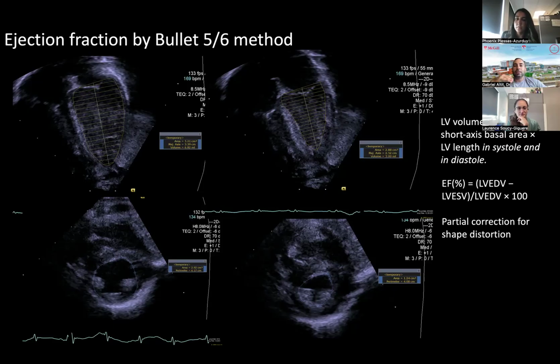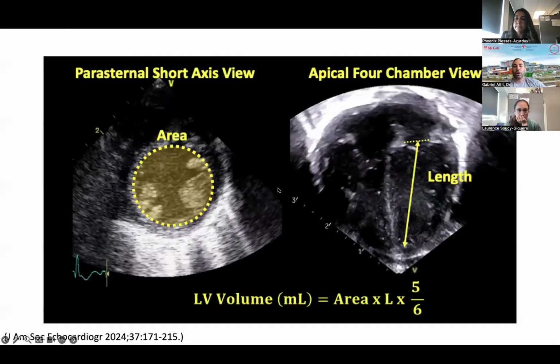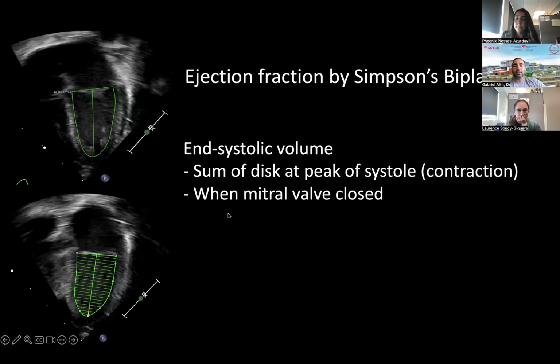I think part of it is the assumptions that both of them have in their calculations, because obviously it's not always bullet shape. And in the ejection fraction by Simpson, you're actually able to trace the entire shape in both views.